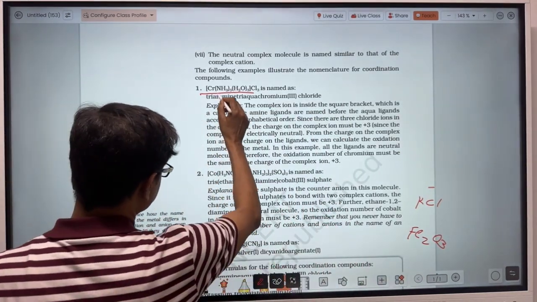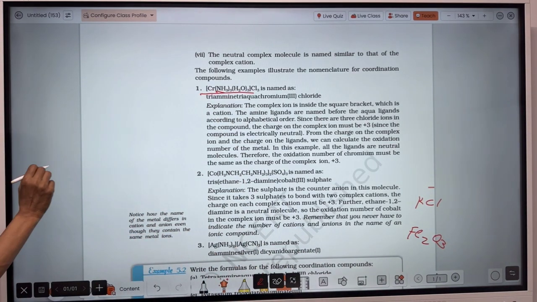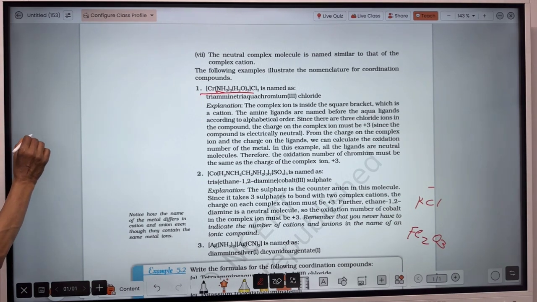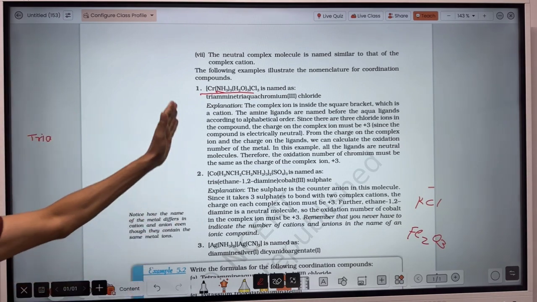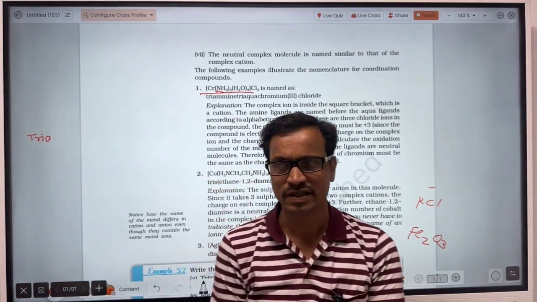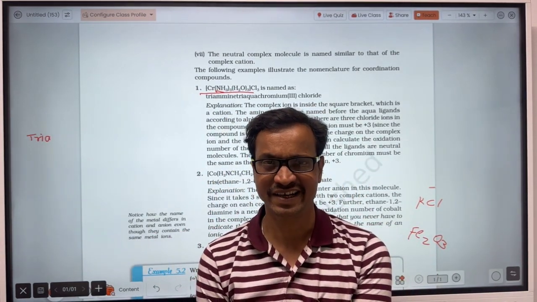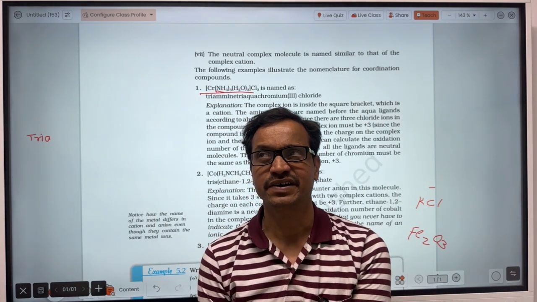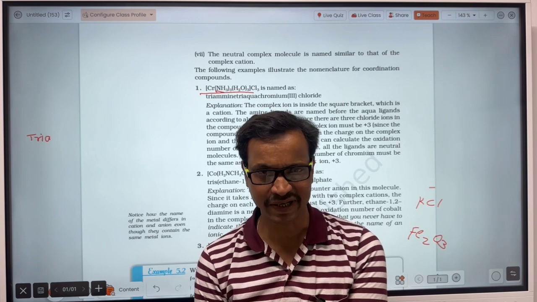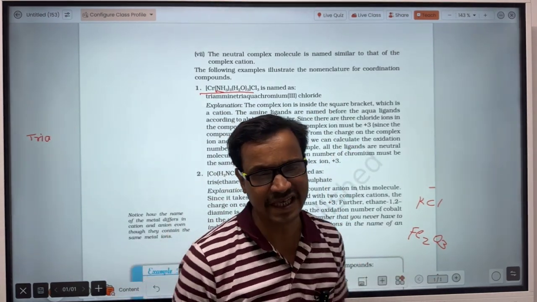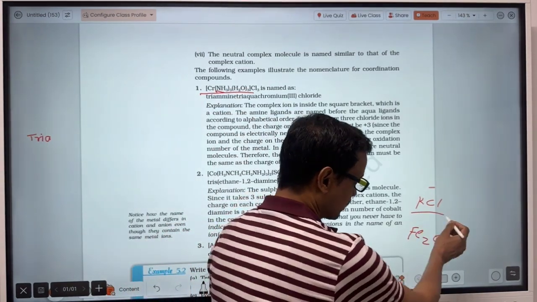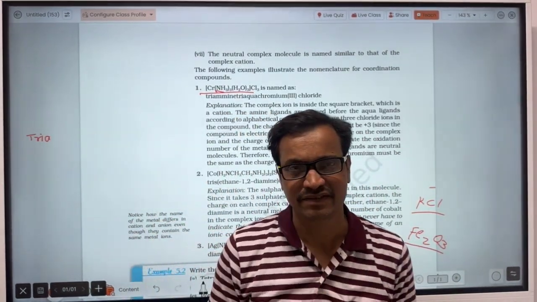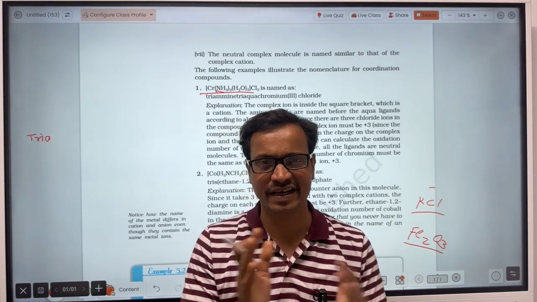So here first is ammine. Ammonia here is written AMMINE. And how many ammine are there? 3. So we write triammine, since 3 is tri. There should be no gap between the names of the ligands, as well as between the name of the ligand and the central metal atom. But we will have to keep a gap between the name of the cation and the anion. When you write potassium chloride, there is a gap between potassium and chloride. When you write ferric oxide, you write ferric, and there is a gap between ferric and oxide.